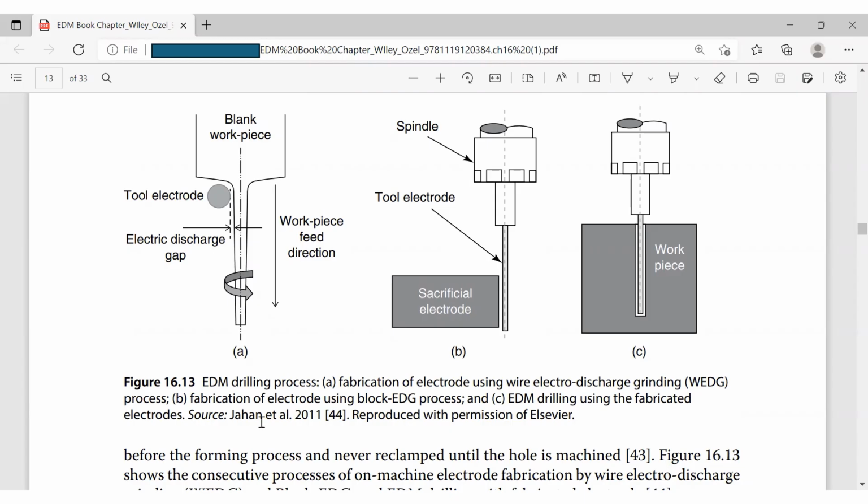The second one is fabrication of the electrode using the block EDG process. This is a sacrificial electrode and this is a tool electrode. When these two come together, they will have sparks, and some material will be removed. The last one is EDM drilling using the fabricated electrode. This is the fabricated electrode, and we want to use the electrode. You can see this hole is very, very deep, but the diameter is very, very small. And we call this a high aspect ratio feature, right?